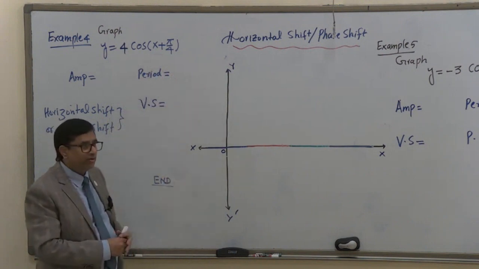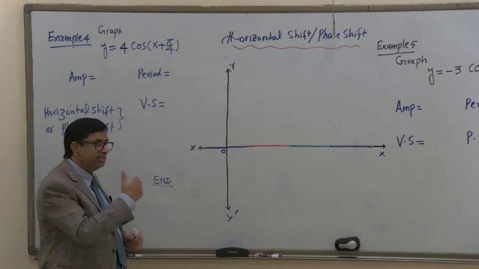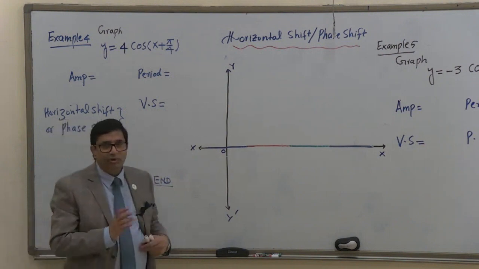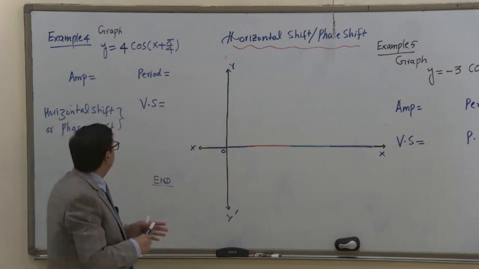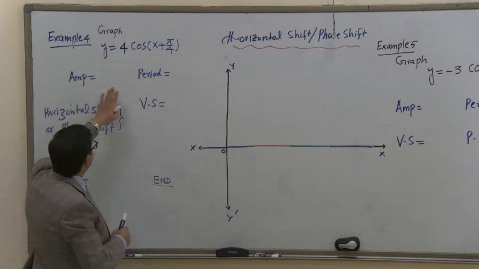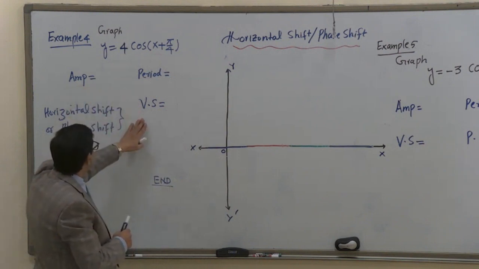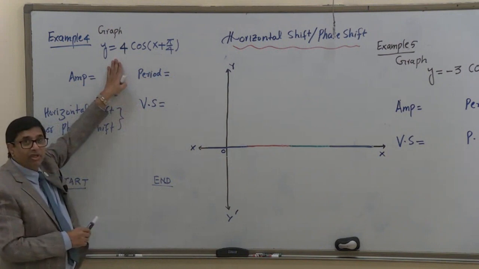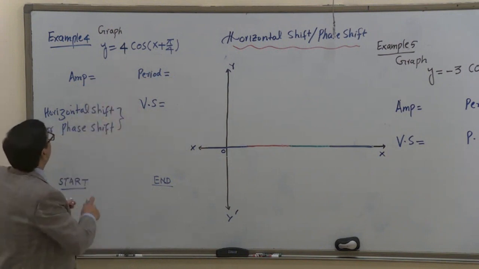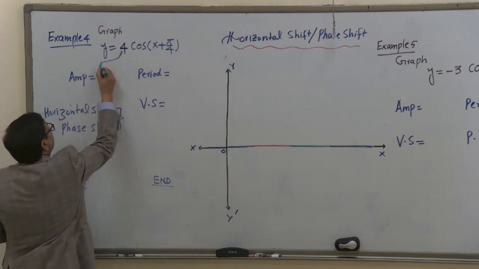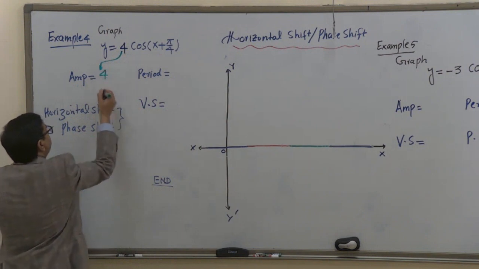That is the original graph. We move along the x-axis and y-axis. But in the beginning, we always write these components from the given function: amplitude, period, and vertical shift. See here, amplitude is always this number, so we write it is equal to 4.